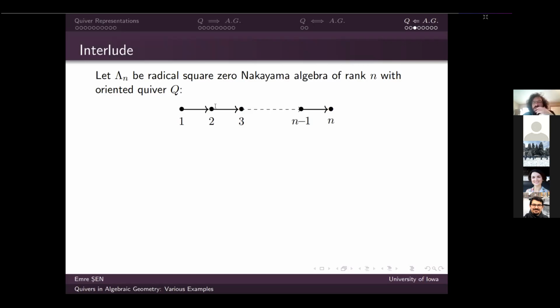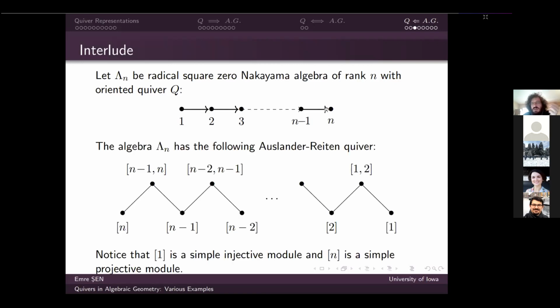Now let's consider this radical square zero Nakayama algebra of rank n. And I remember there was one question about this admissible ideal. I didn't write the ideal picture, but basically we only have modules of length at most 2, right? This 1, 2 stands for the projective module. Basically, it means that on these nodes 1 and 2 we have k, and the rest is 0. This is just one representation.